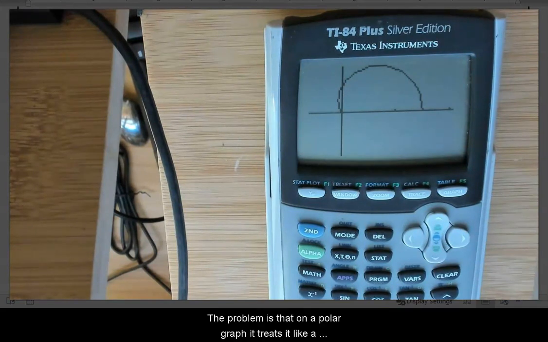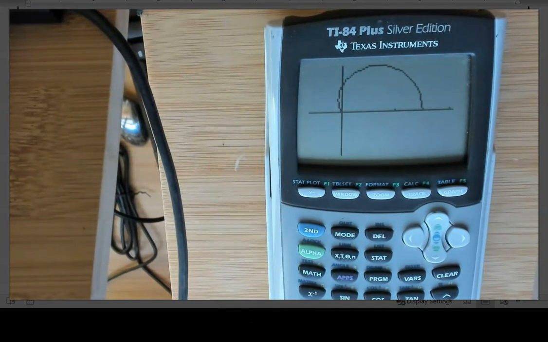The problem is that on a polar graph, it treats it like a windshield wiper. It's going to clear the whole thing all the way around. That's going to include that loop, which I don't want. Let's now go back to the paper and show what we have so far.